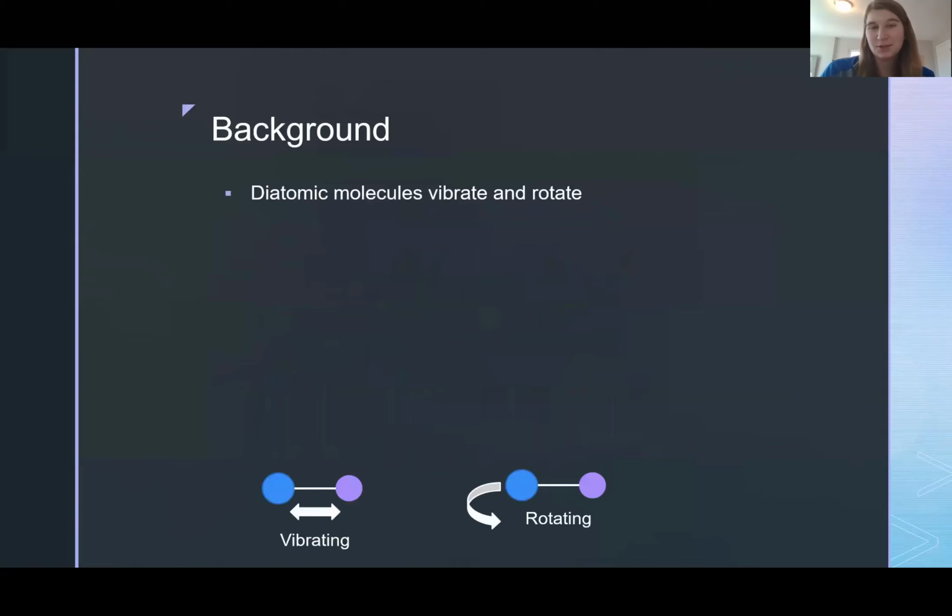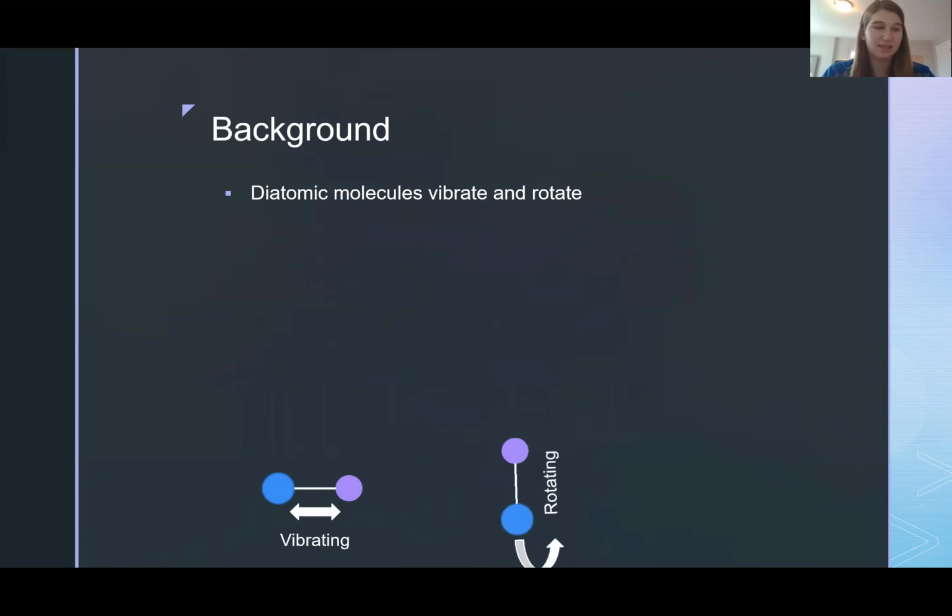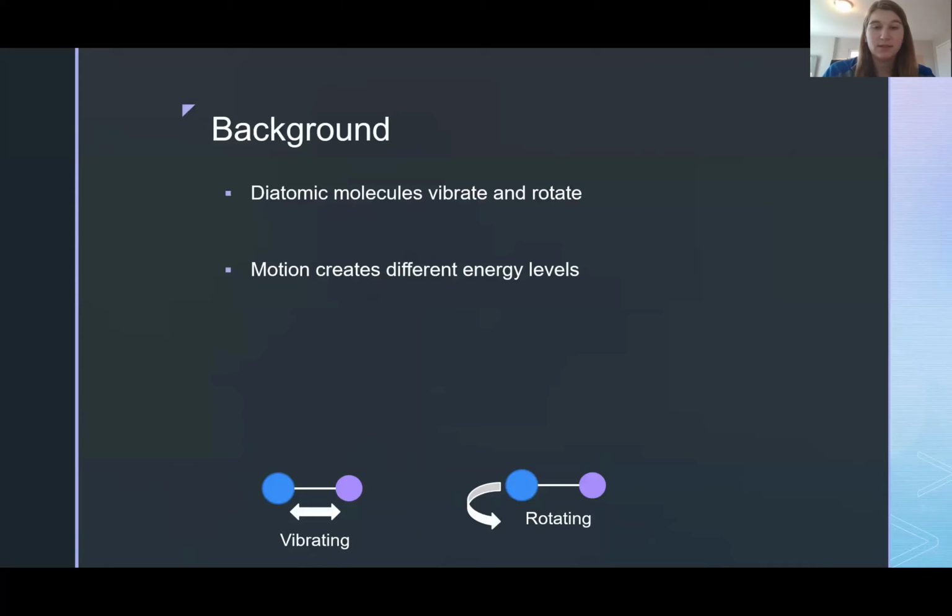As I'm sure you know, molecules aren't stationary objects. They move all the time. Specifically, diatomic molecules vibrate like that and rotate like this. These types of motion create different energy levels that the molecule can transition between. Vibration specifically is like a spring stretching or constraining, with atoms moving farther and closer together.